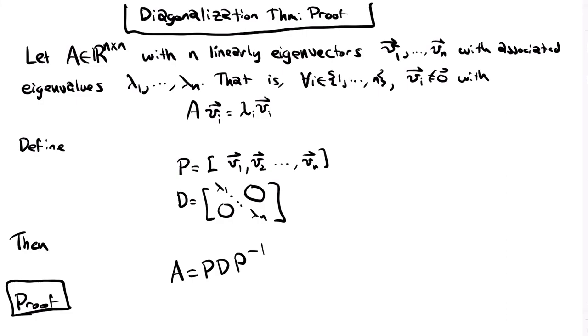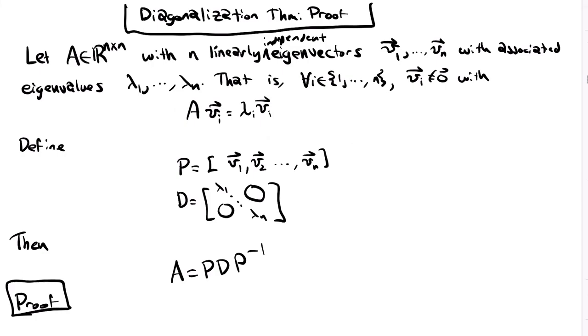The statement of the diagonalization theorem says that if we let A be a square matrix in R^(n by n) with n linearly independent eigenvectors v1 through vn, so we're labeling these, with associated eigenvalues lambda 1 through lambda n. That is, each vi is non-zero with A vi equals lambda i vi.